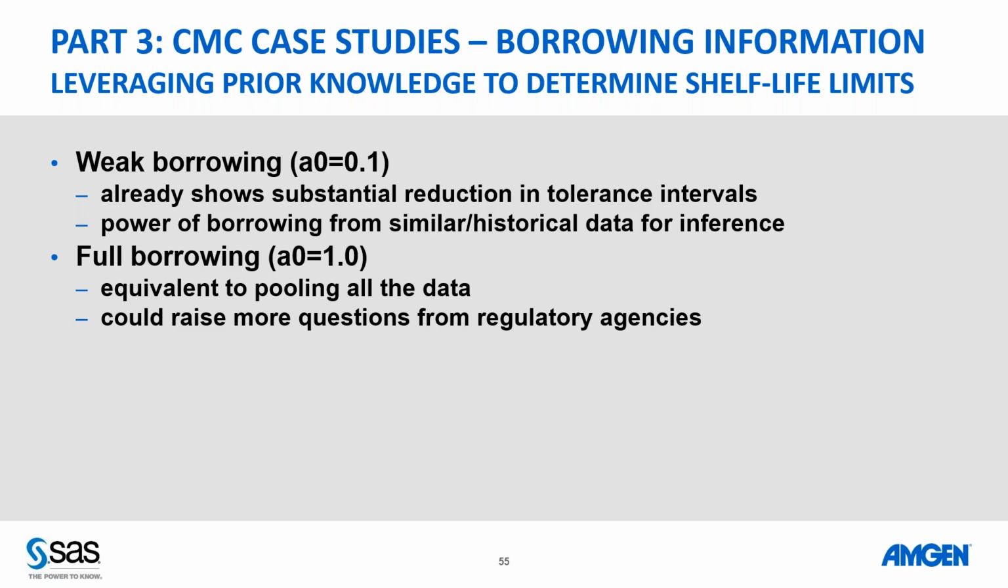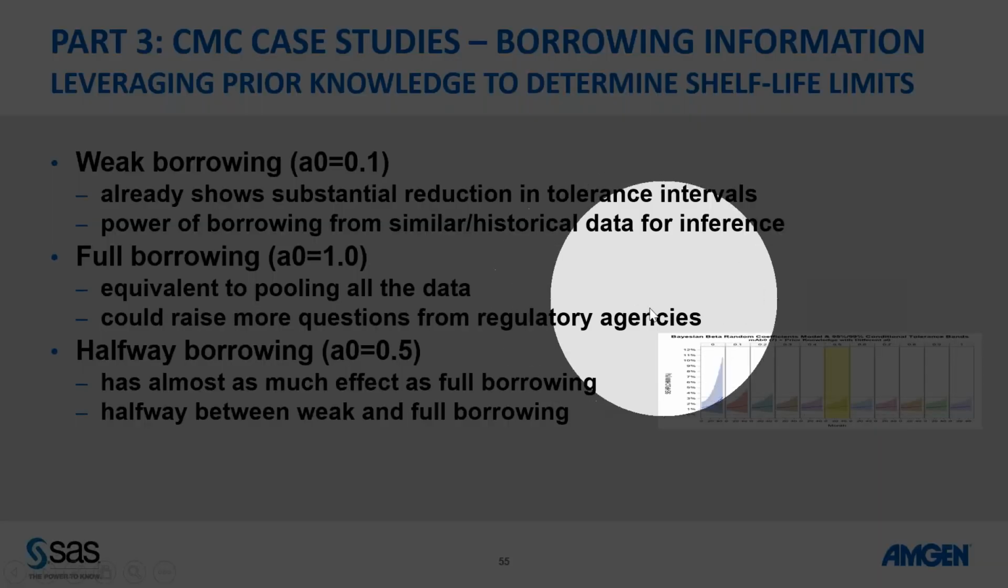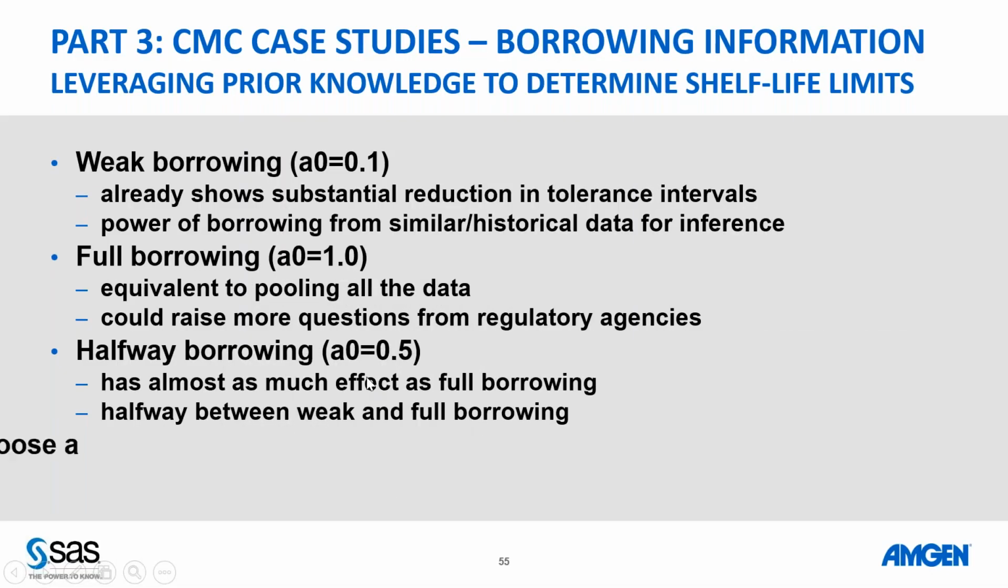If you use full borrowing, 1.0, equivalent to putting all the data together, we believe that may raise more questions, especially from the regulatory agencies, because what you're doing is, okay, I have this data set, and because I only have 7 lots, I'm going to add more data to it to get a better limit. That's not quite right, so we try to shy away from 1.0. Half borrowing sits halfway between no borrowing and full borrowing.